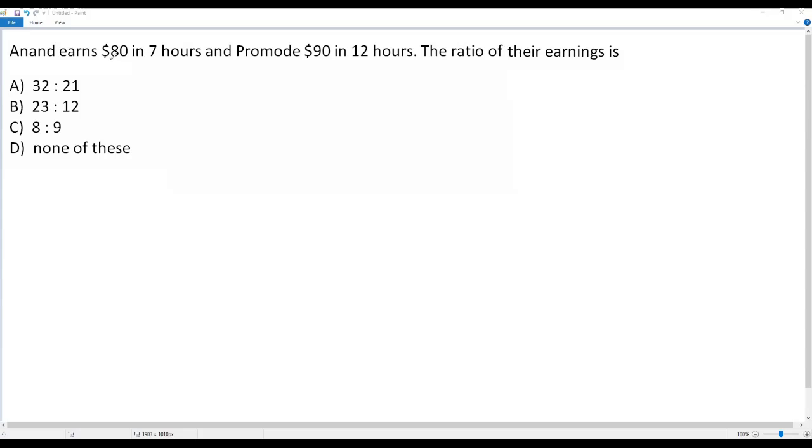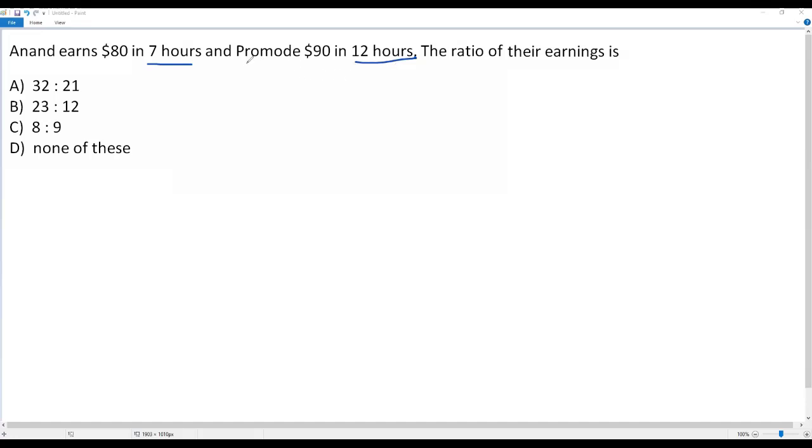their earnings. Whenever I want to find the ratio of two quantities, both quantities must be of the same kind. Here the first quantity is in dollars, that is $80. The second one is also in dollars, that is $90. But we don't have both quantities for the same rate, that is, not for the same timing. Here Anand earns $80 for 7 hours, but Pramod earns $90 for 12 hours.